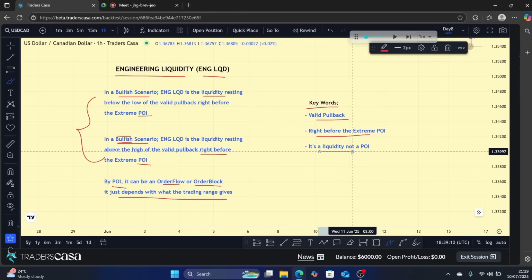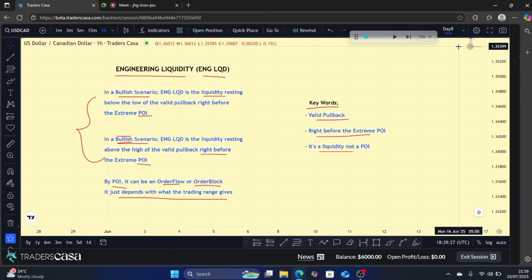The same also applies on a bullish scenario: the liquidity resting below that valid pullback low, right before the extreme POI, is what we call the engineering liquidity. Now, knowing this theory part, let's dive into the real chart so that we can apply this and make it live.